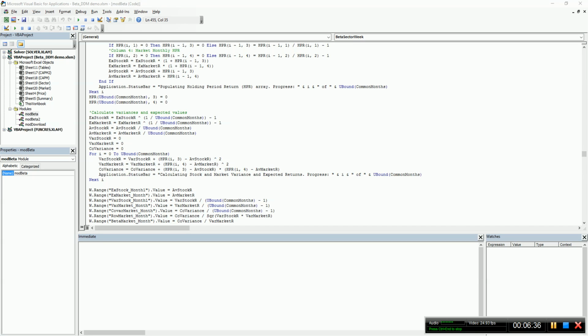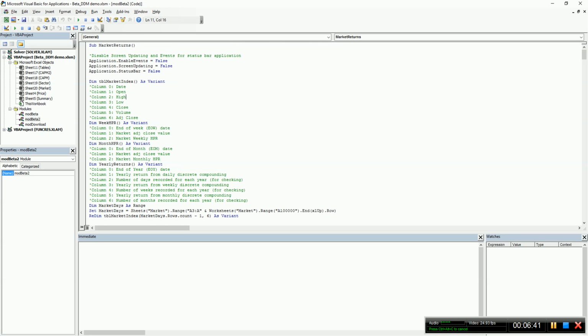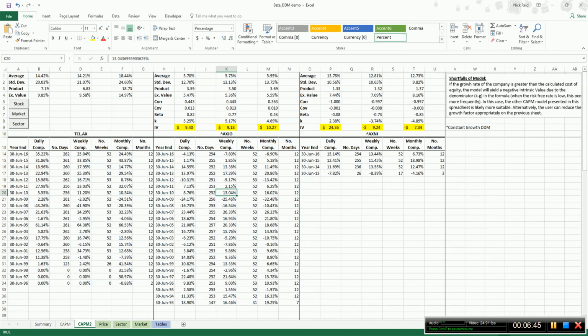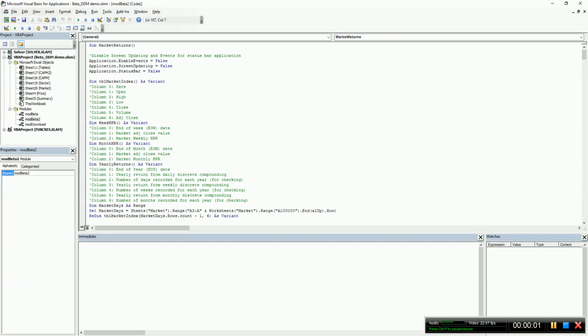Alright, so we'll jump on over to mod beta 2, which is the coding behind the second CAPM model we looked at. So the coding for this page is a little different in that these subroutines don't actually calculate the covariance or the variance or the correlation between the stock and the market, for example, or the stock and the sector. They simply calculate average yearly returns based on daily, weekly, monthly compounding.